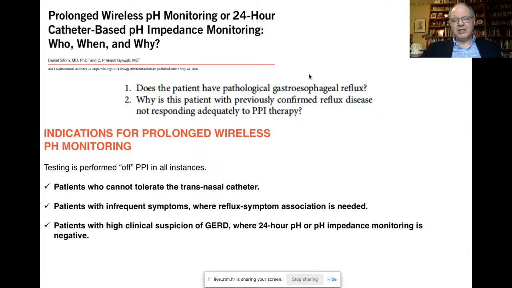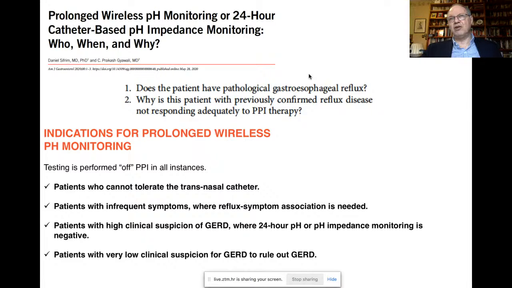Then patients who have a very strong clinical suspicion of reflux, but the 24-hour pH metry or pH impedance was negative. That patient requires a wireless pH metry. And finally, when there is very low clinical suspicion, but both the referring doctor and the patient are convinced that there is reflux, and you really want to rule out GERD, so the patient is not treated further with PPIs or with anti-reflux surgery.